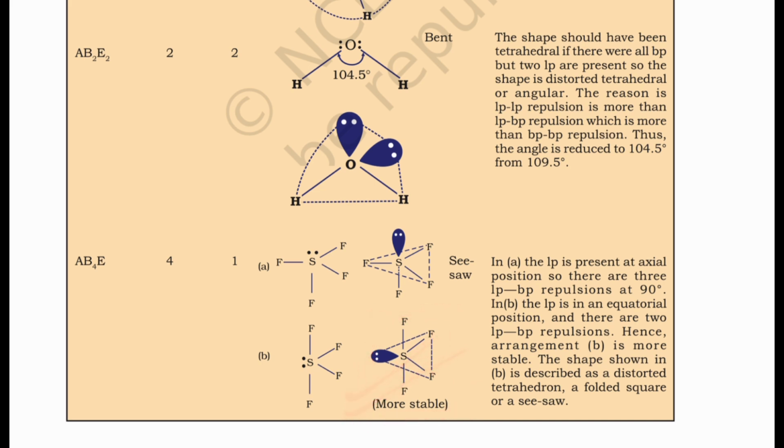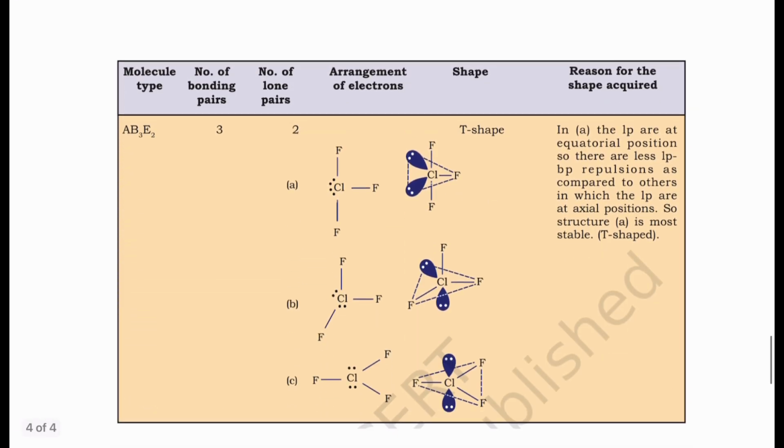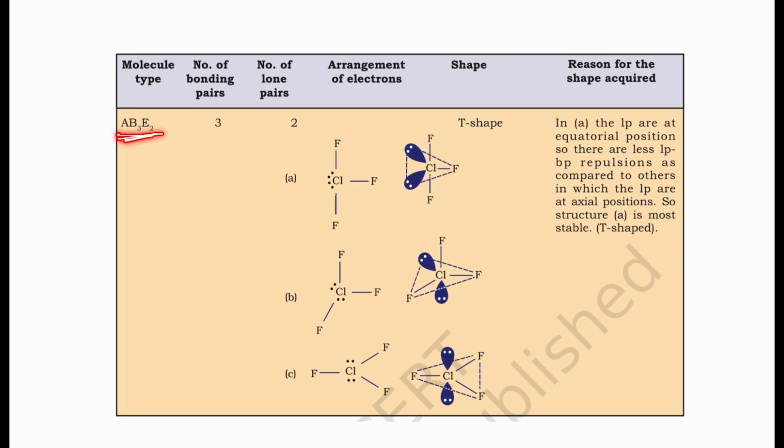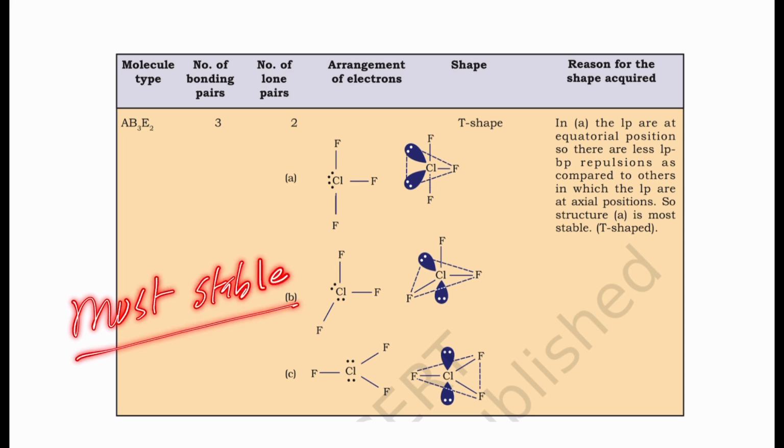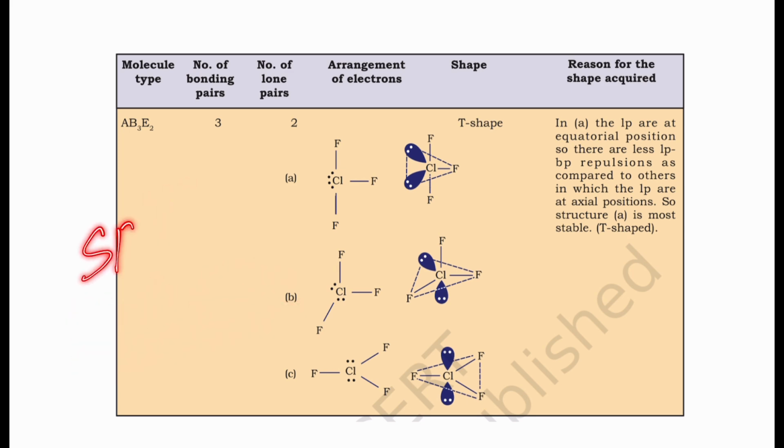Now coming to the next, we have AB3E2 type. It means one central atom like chlorine, 3 surrounding atoms and 2 lone pairs. E represents lone pair. Again we have 3 structures given and we have to select the most stable one. You know that ClF3 is T shape, and the previous one, SF4, was see-saw shape. So out of these 3 T-shaped structures, we have to select the most stable one. In the first case, we have the lone pairs at equatorial positions, so repulsion will be between this and this. So we have 2 lone pair bond pair repulsions.